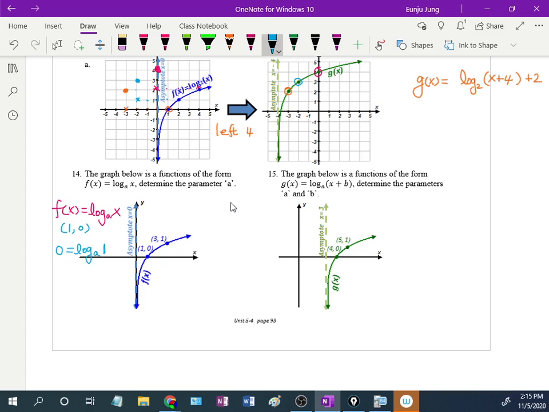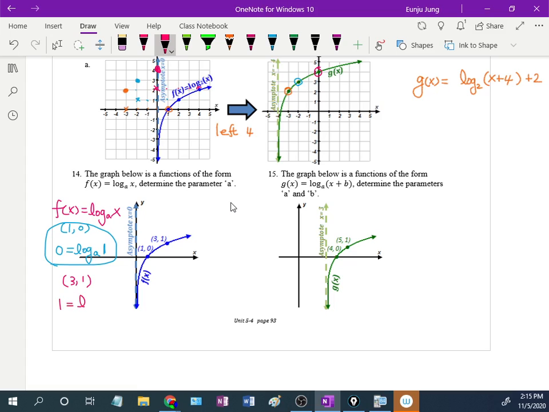Is it giving you any information? No, because anything to the 0 power is defined as 1. It doesn't give us any information. So it was not necessary to do that one, okay? So let's use the other point. I have another point other than 1 and 0. That is 3 and 1. So let's plug this into the given equation.